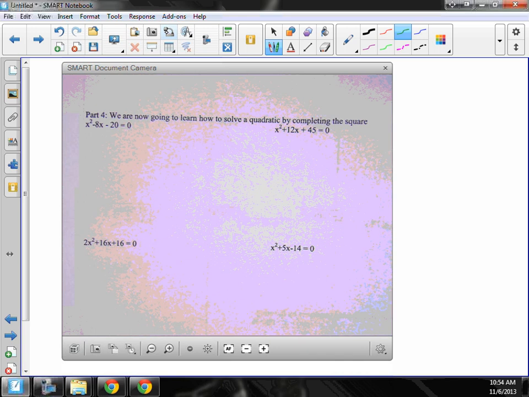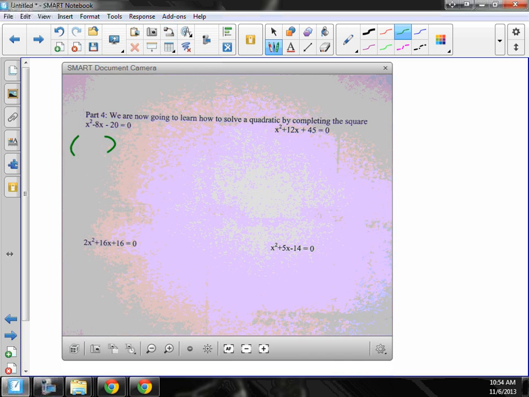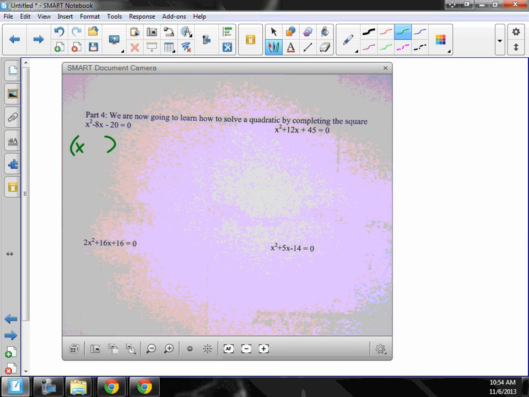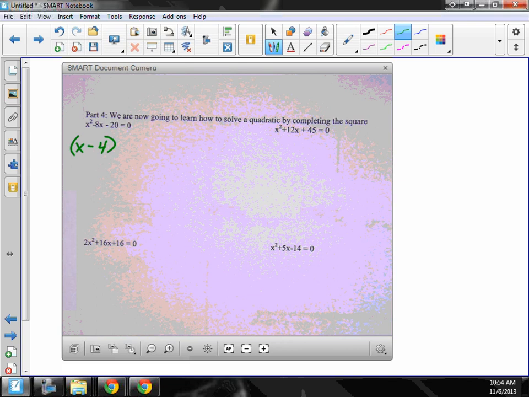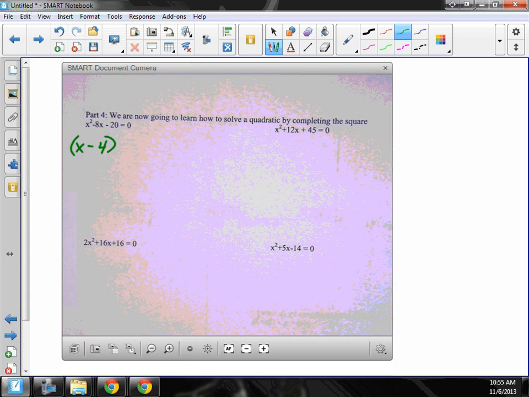Well, if we ignore the 20, what would go in here if the middle is negative 8x? Negative 4. And then if that's a negative 4, what should that number be? A 16. So this one doesn't actually work. What we're going to do is force it to work. So here's my first step.